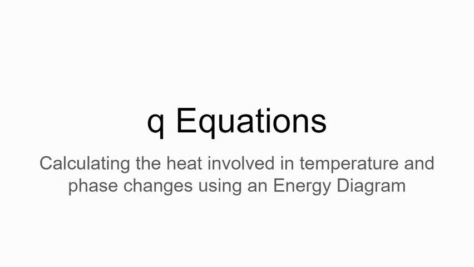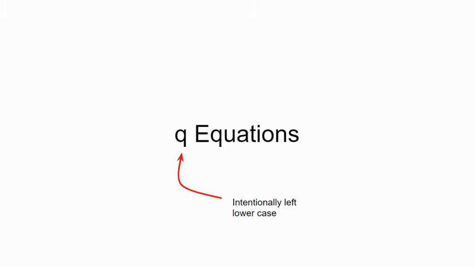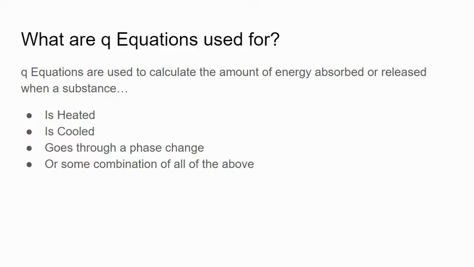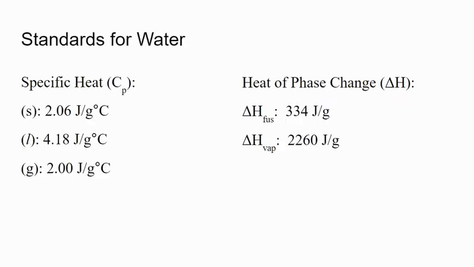So these Q equations that I keep talking about are used to calculate the heat involved in temperature and or phase changes using an energy diagram as a reference. We intentionally leave Q as lowercase. Okay, and what are Q equations used for? Again, used to calculate the amount of energy absorbed or released when a substance is heated, cooled, goes through a phase change, or some combination of all of the above. So it's going to be your job to read a problem and use the context of that problem to determine what phase your substance is starting in, what phase it might be ending in if it changes, if it's being heated up or cooled down, and that will help you anticipate the kind of answer that you should have at the end of your problem.